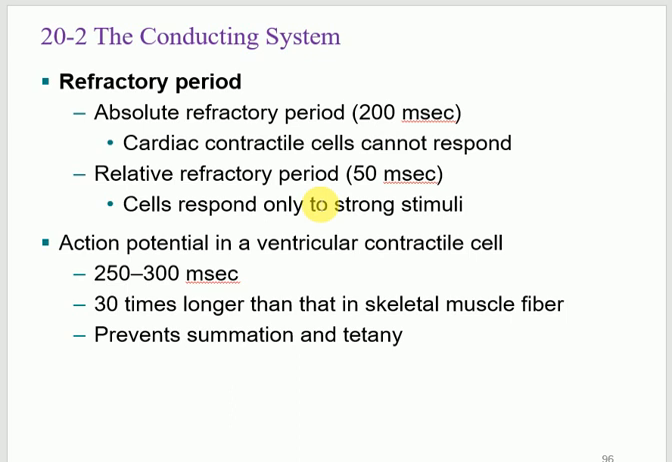Relatively. So if the stimulus is strong enough, it can open. Not strong enough, it will not open. This is relative. How about the absolute? Nothing. Push, push more, double, triple, it doesn't matter. It's not going to respond anyway. So this is the absolute and relative refractory periods.